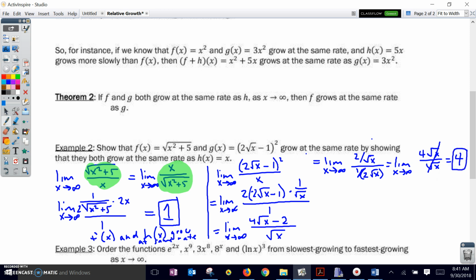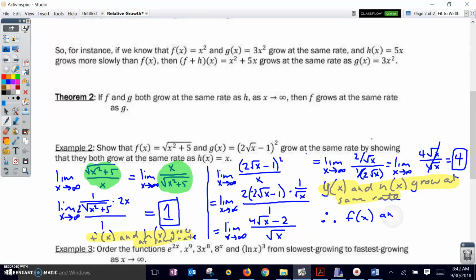Alright, so g of x and h of x grow at the same rate. Therefore, because of this, and this, and the transitivity of growing at the same rate that we see from Theorem 2, we can conclude, therefore, f of x and g of x grow at the same rate.